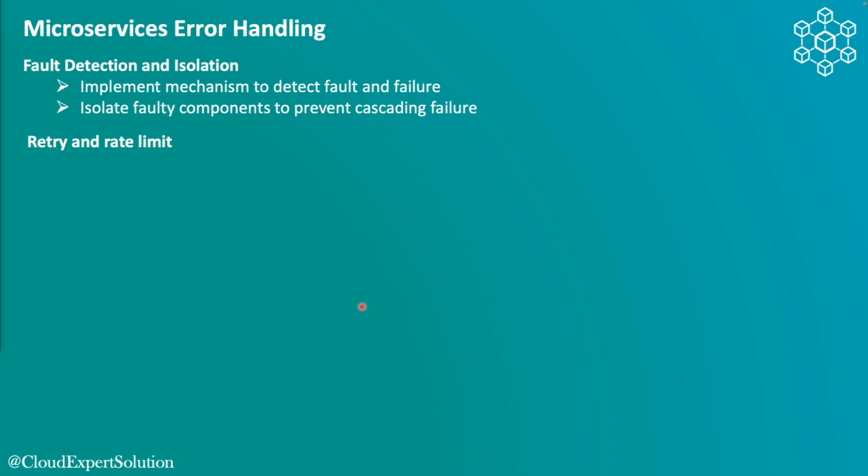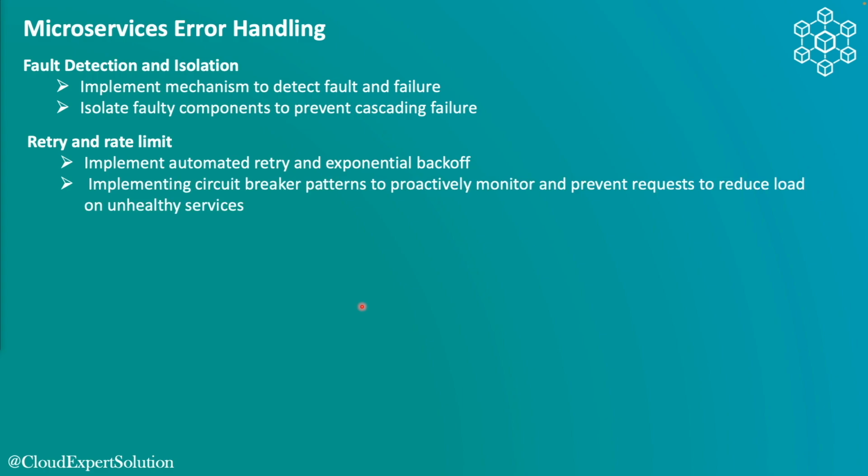We can also configure retry and rate limit. We can implement automated retry and exponential backoff. Let's say if one service received no response, maybe instead of retrying instantly, we can wait for 2 seconds. If again that failed, maybe we can wait for 4 seconds. So we can take some random numbers and automatically retry using exponential backoff.